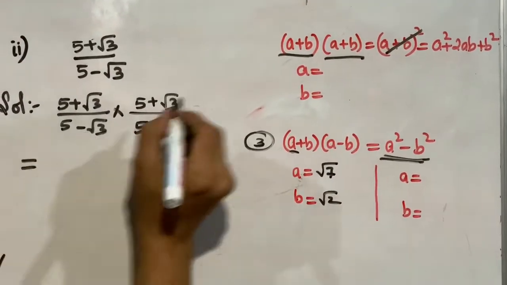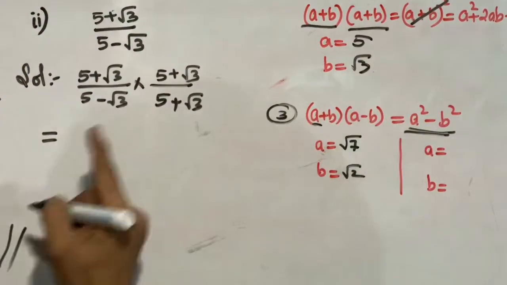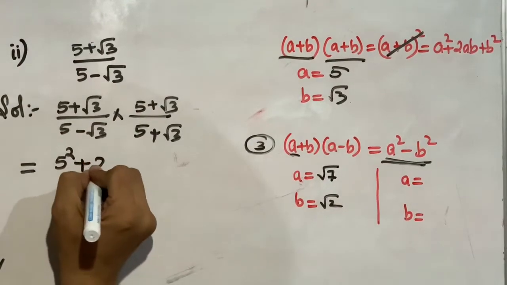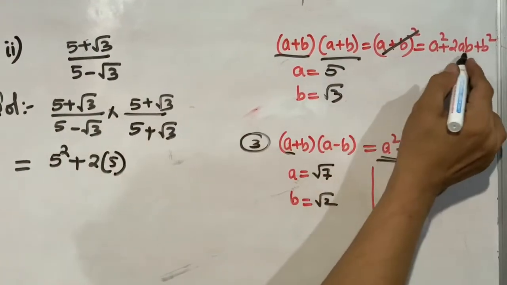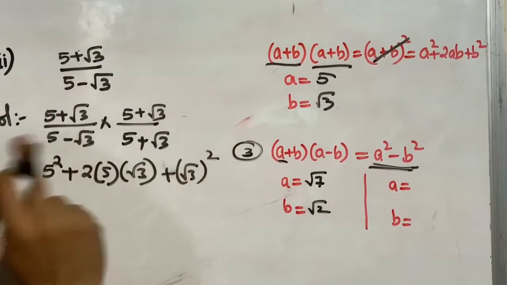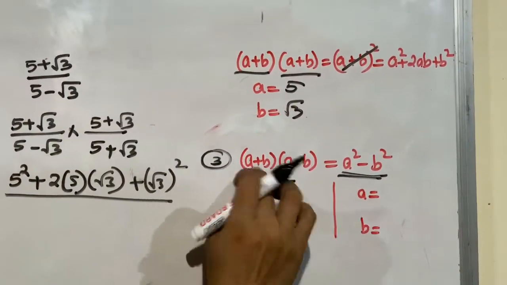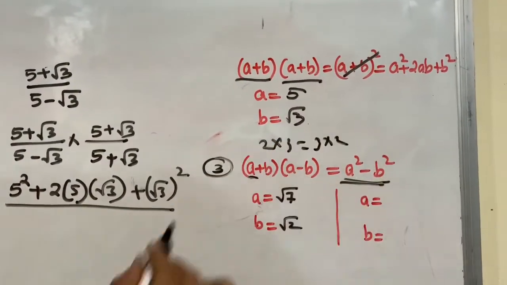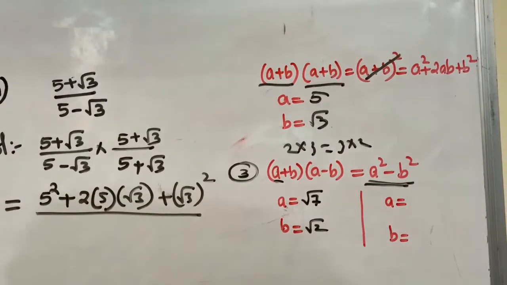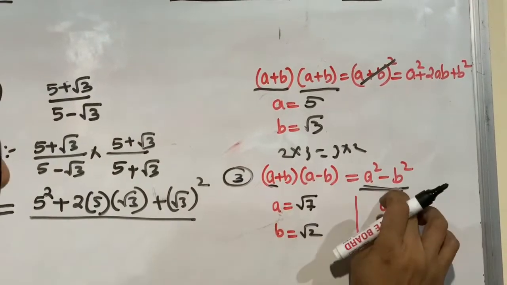In this example, a is 5 and b is root 3. Substituting, we get a square, 5 square, plus 2 times 5 times root 3, plus b square, root 3 whole square, in the numerator. The denominator is (a plus b) times (a minus b), which is formula number 3: a square minus b square.